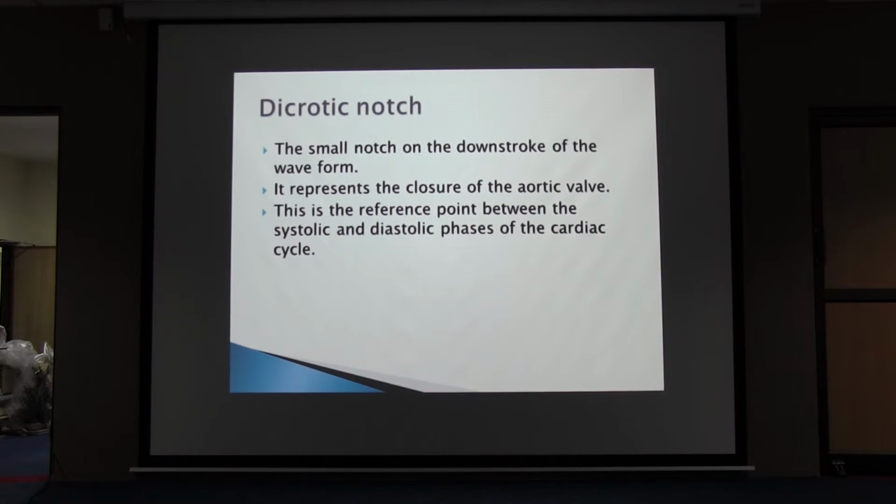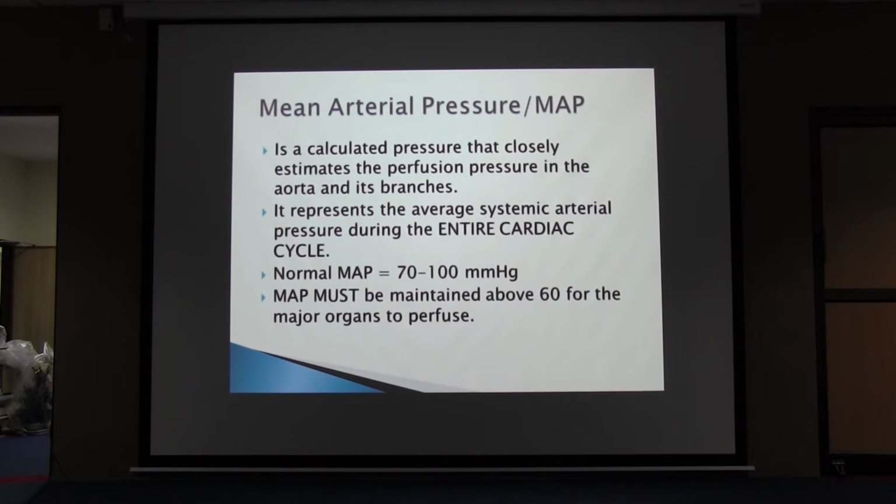The diastolic notch at the downstroke actually reflects the aortic valve closure, and it delineates between the systolic and diastolic function of the ventricle, right? So you should also measure the mean arterial pressure.